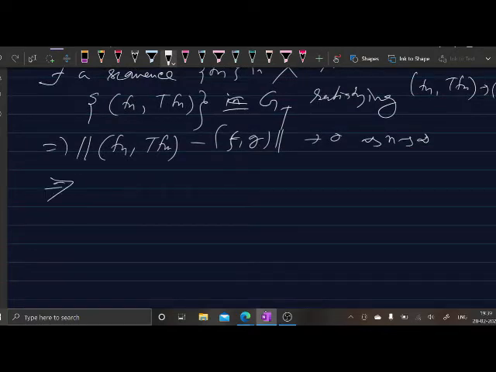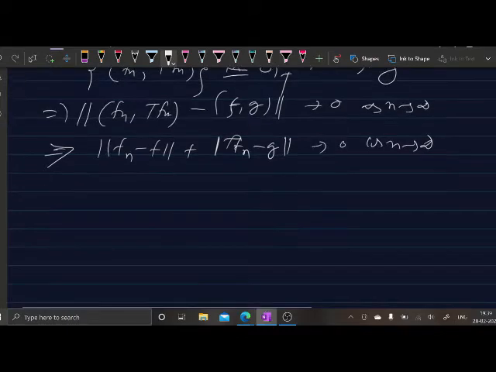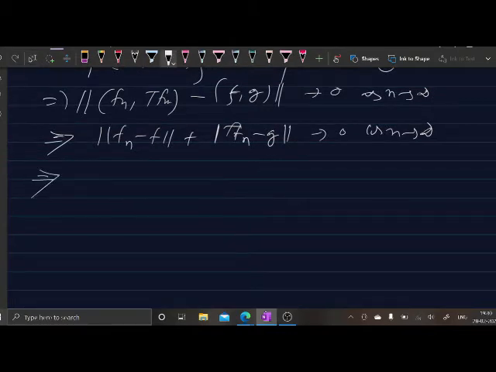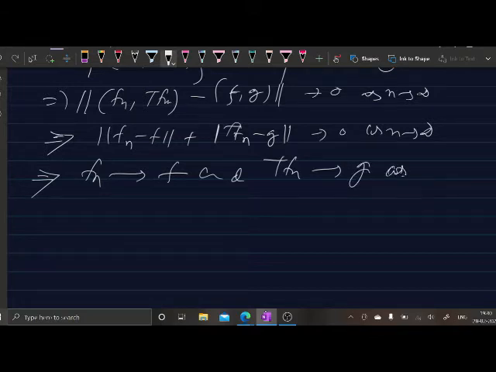and this implies that the norm of f_n minus f plus the norm of T f_n minus g tends to 0 as n tends to infinity. So that implies f_n must converge to f, and the limit of T f_n will be g as n tends to infinity, okay.